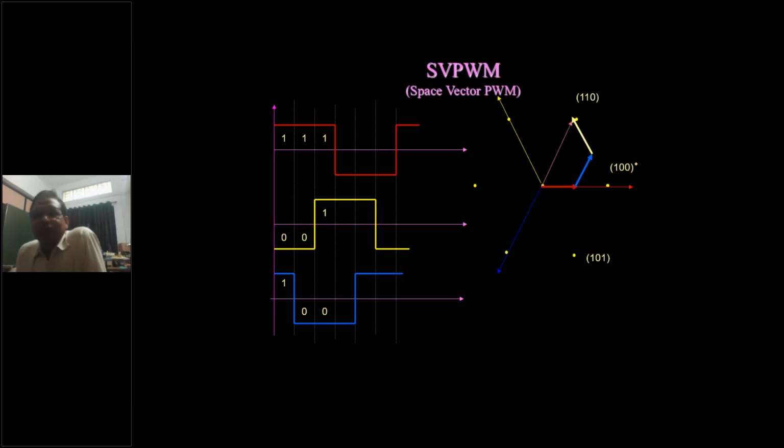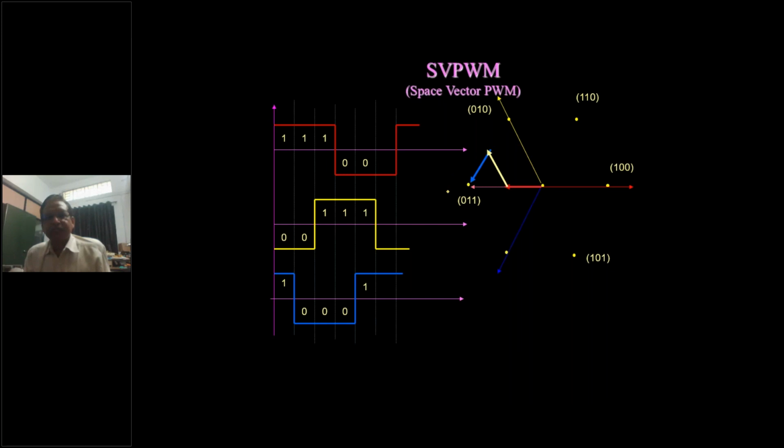Similarly, this point is denoted by 1, 1, 0. The next point is 0, 1, 0. One more point is there, denoted by 1, 1, 0. It's 0, 1, 1, and opposite to this is 1, 0, 0. And opposite to this is 0, 0, 1. So we will get different points.